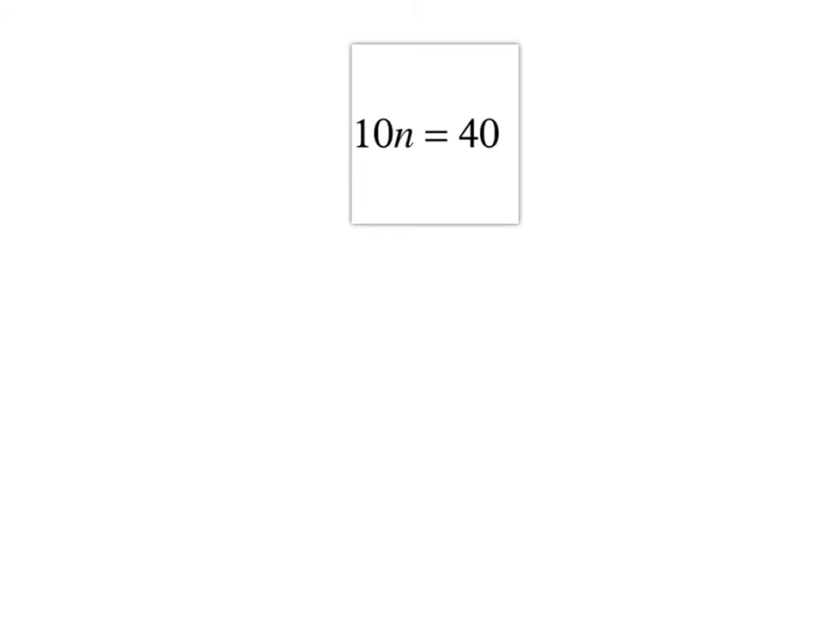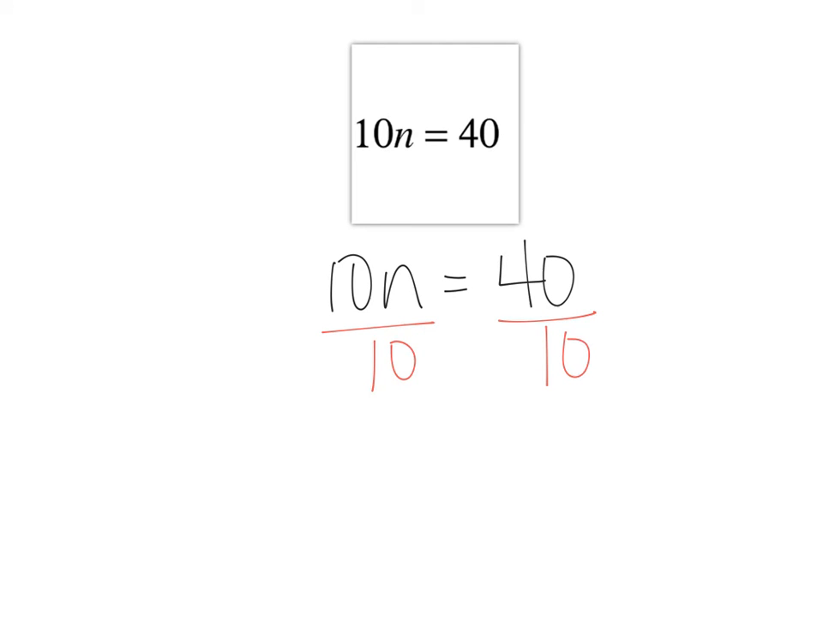This example is very similar to the previous one. We have 10n equals 40. I want to get rid of the 10 so that I have the n by itself. So I'm going to divide both sides by the number in front of n because that's what I want to get rid of to get n by itself. 10 divided by 10 leaves me with just an n, and 40 divided by 10 is 4.